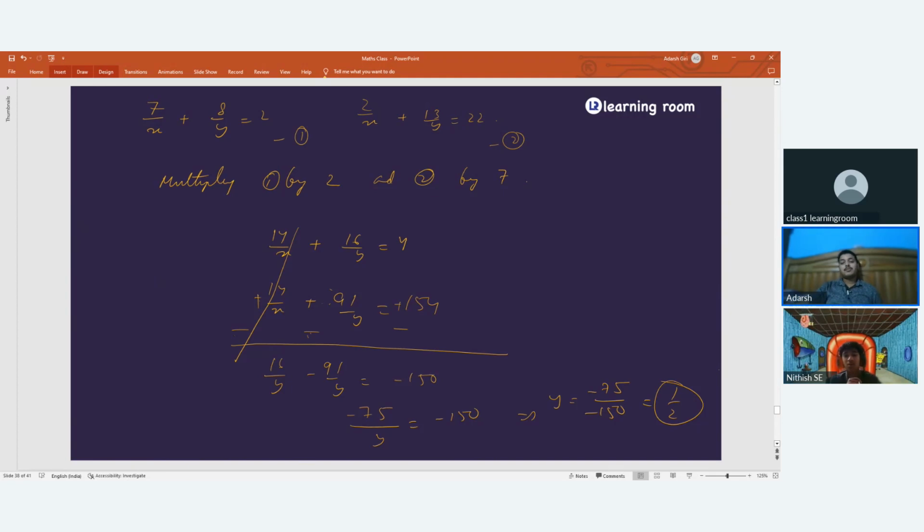And if you put y as 1 by 2 in any of the equations, you'll get x again as 1 by 2. That is the answer. So do you understand this? Yes. So what you have to do now is solve various questions. And when you solve various questions, you'll get to know what method to apply where. Like here, if you apply cross multiplication, that will be a huge difficulty to solve, isn't it?